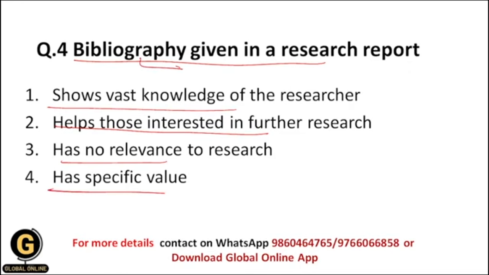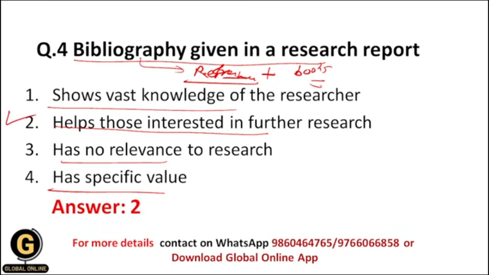So as I have told you earlier in this video itself, bibliography includes the references that we refer to during our whole research process, and it also includes books or different articles that we don't actually refer to, but which are useful for the reader, so that they can grab more knowledge about the research topic and do further research. That's why bibliography is given in a research report, so that it can help those interested in further research. So your correct answer is 2.